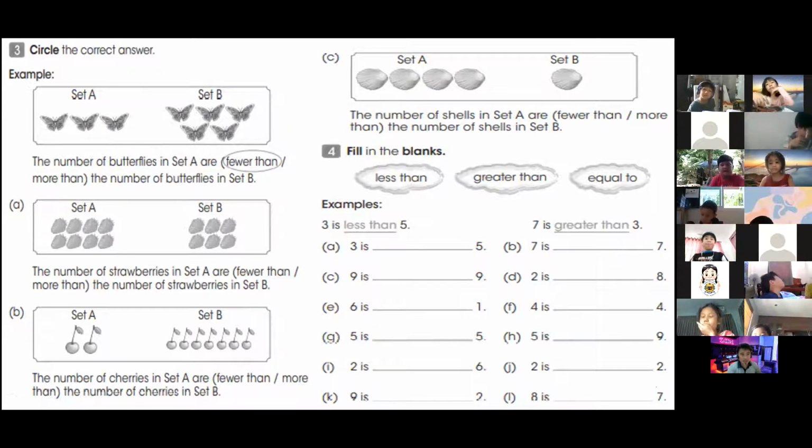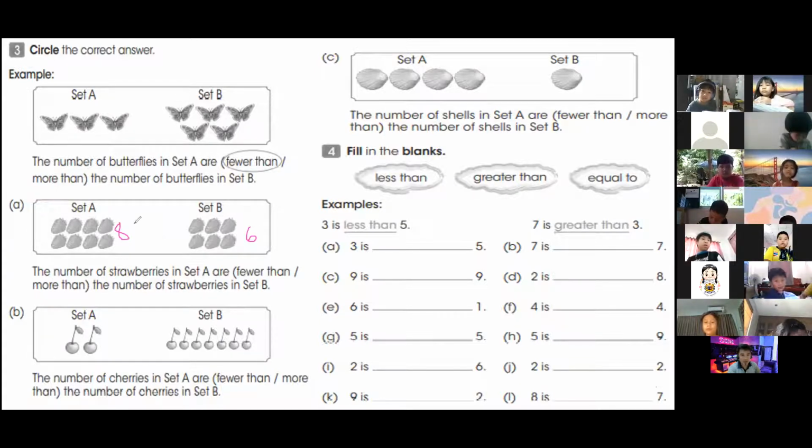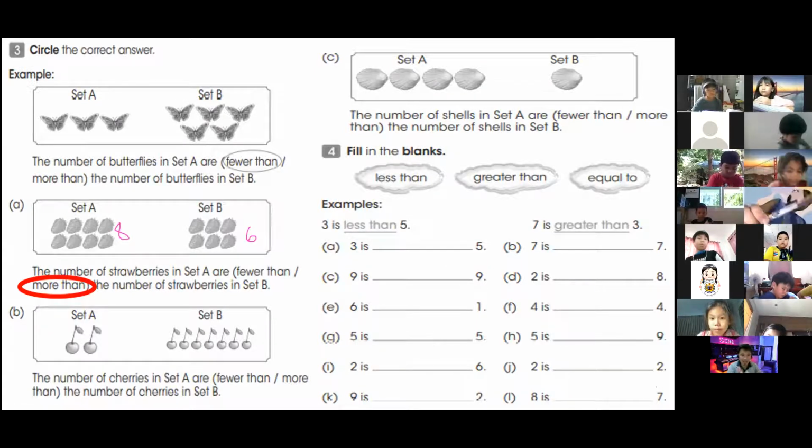How about in letter A? Compare, look at the answer here. The number of strawberries in set A are fewer than or more than? Here there are 8 and here there are 6. If we compare 8 and 6, what's the answer? The answer here is more than. Set A has more strawberries.